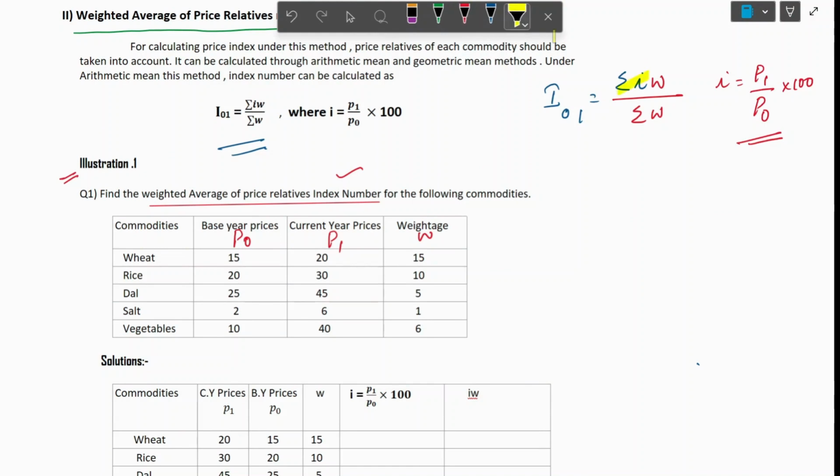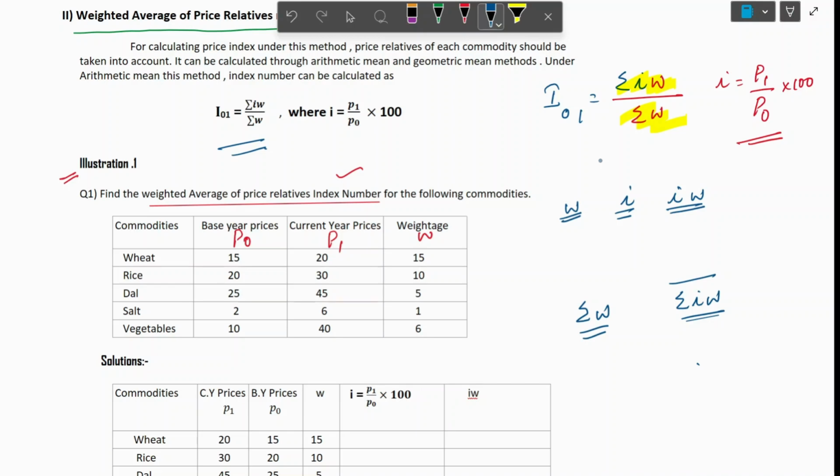Therefore, what extra columns do you need to create? First, you want to know I, because in the question there is no I directly. P0 is there, P1 is there, so you can calculate I. After I, you can calculate IW, because W is already given in the question. After finishing this column, if you add, you will get sigma IW, the numerator. W is already in the column; if you add that, you get the summation of W.